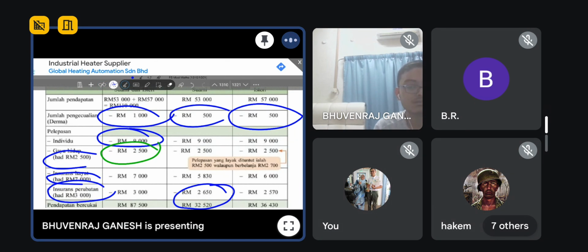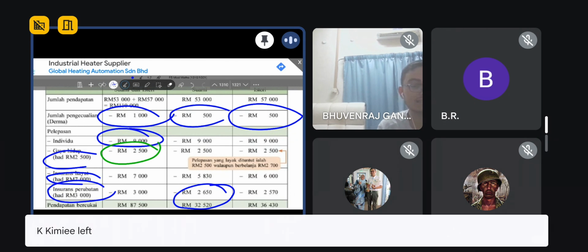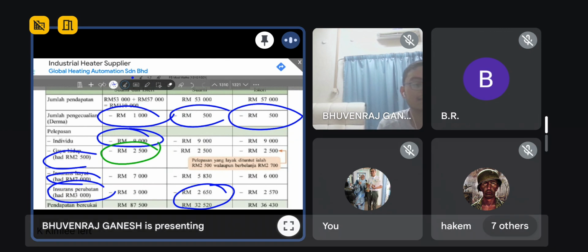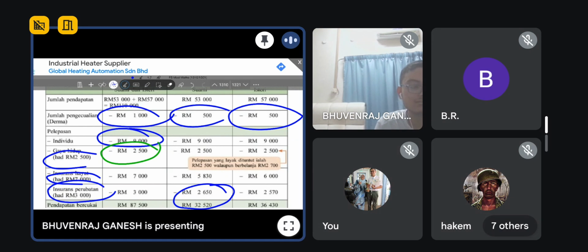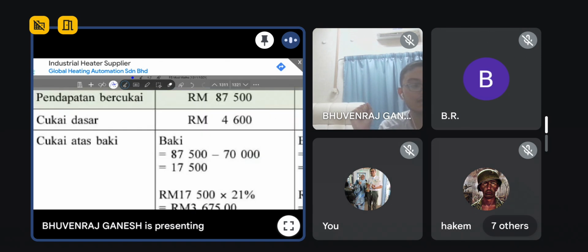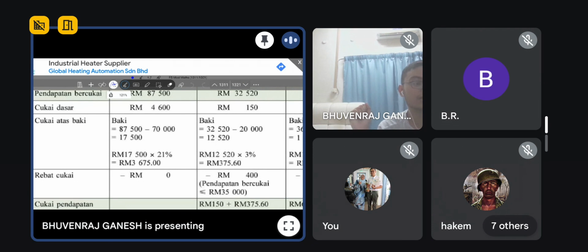Kita akan dapat apa? 32,520. What is the special thing we will get for tax? Can anyone answer? 32K. Yes. Always remember, guys, rebate RM400 for less than or equal to 35,000. It also applies here. As long as you see your chargeable income 35K ke bawah, you must minus 400. Okay. So yeah, this is your calculation.